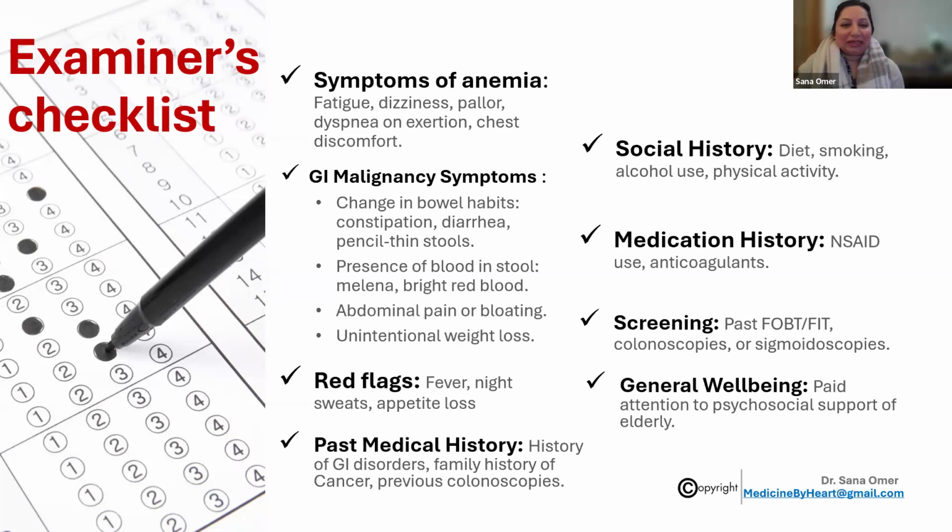Okay, so this is the examiner's checklist. It's a brief review. In my perspective, this is what the examiner's checklist looks like. So if you have ruled out symptoms of anemia like fatigue, dizziness, pallor, dyspnea on exertion, this is all that you will ask in the history, the impact of that anemia on the patient. GI malignancy symptoms, did you ask them, like change in bowel habit, presence of blood in stools, melena, abdominal pain, unintentional weight loss? So these are all the history points. Red flags like fever, night sweats, appetite loss, then her past medical history, social history, medication history.